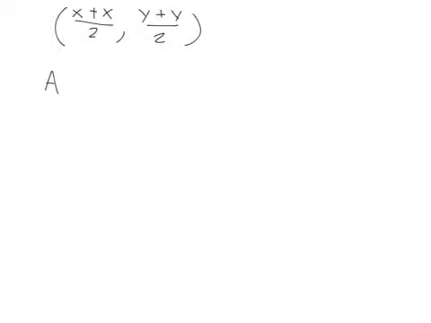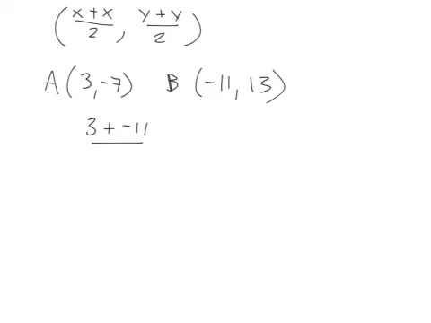Let's say point A is the point (3, -7), and the point B is the point (-11, 13). So in order to find the midpoint, we take the x values, add them together, 3 and -11, and we average them. That gives us a value of -8 divided by 2, which simplifies to -4. That is the x value in our coordinate pair for our midpoint.